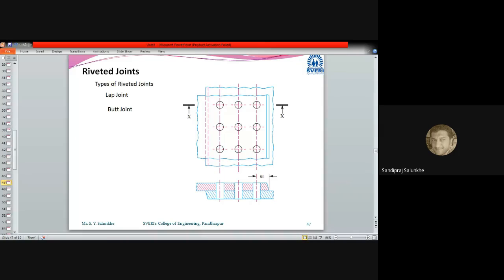Now we'll stop here. Only the riveted part, that is again the introductory part of the riveted joints, we'll see in the next lecture, and we'll be in a position to finish the total syllabus.